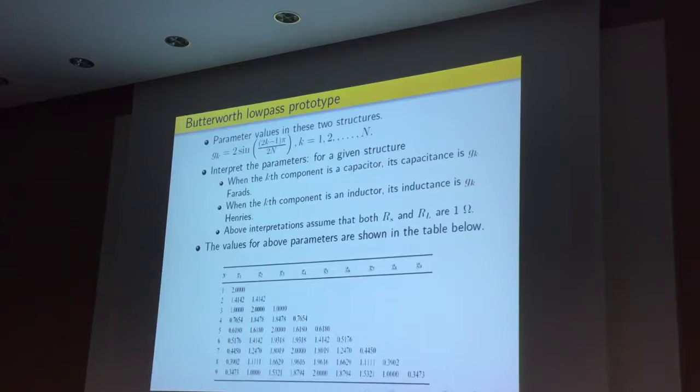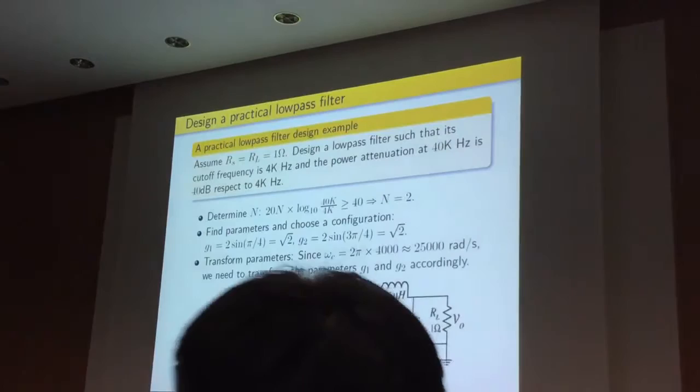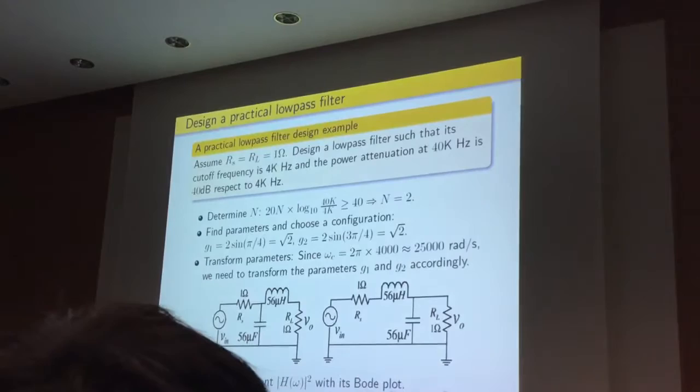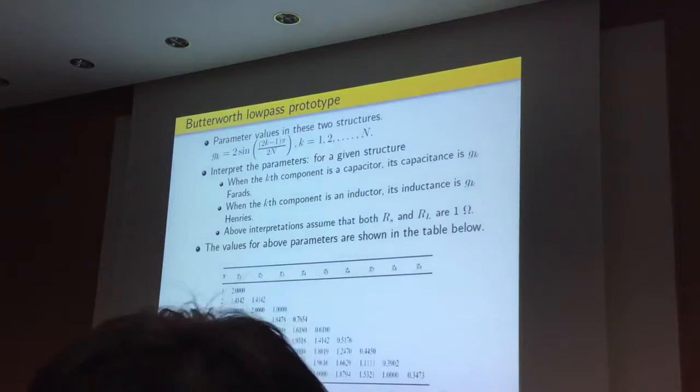For N equal to 2, we're looking at this row. We have two parameters, G1 and G2. Both are equal to the square root of 2, which is 1.4142. Of course, calculated. It happens that both are the square root of 2, but you cannot generalize this, because if you look at this table, only for N equal to 2 are these two parameters equal. For other rows, like this one, they are not equal. These two are also not equal. And for this one, they are not equal.